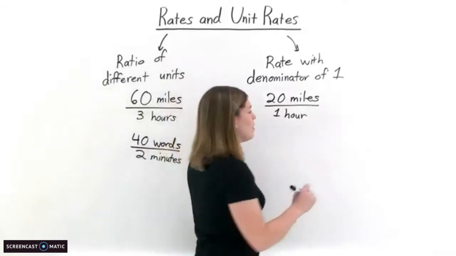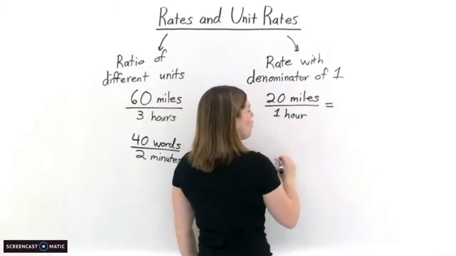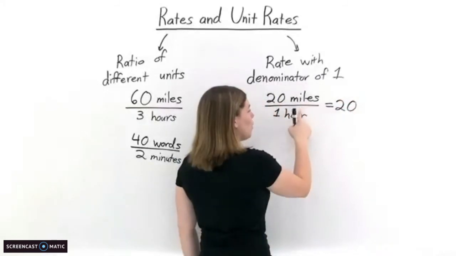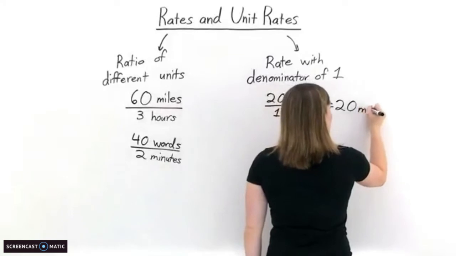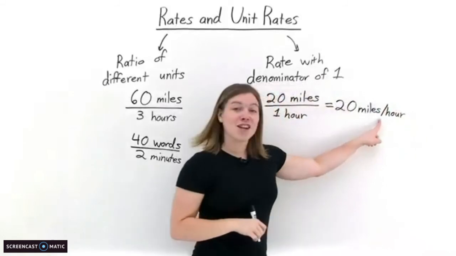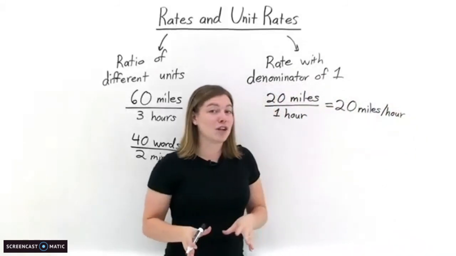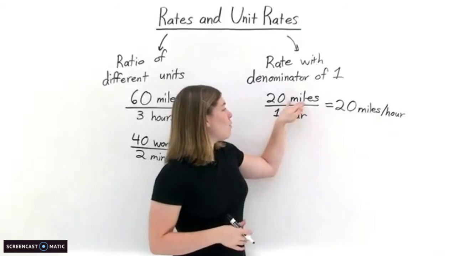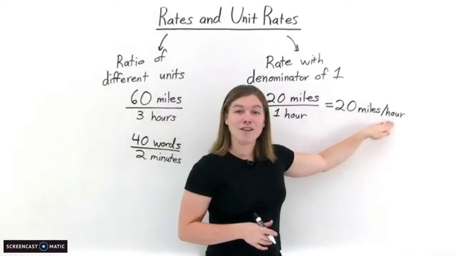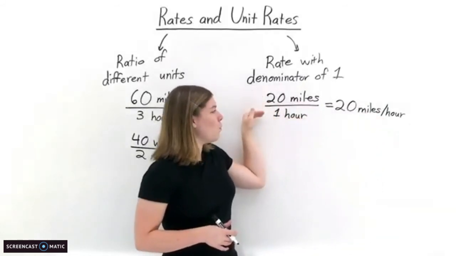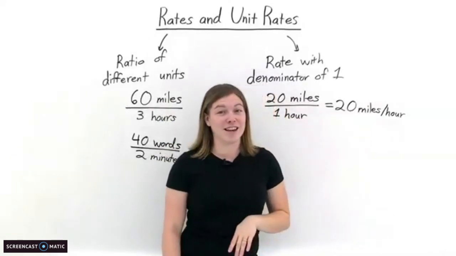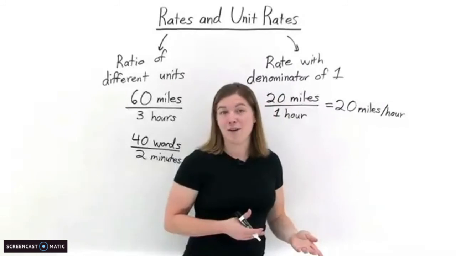Now we can also rewrite this to look like this. 20 over 1 can be rewritten as 20. Then we look at our units. We have miles per hour. So we can write those as a fraction that looks like this: miles per hour, with a fraction line in the middle. Now you always want to make sure to keep these units separated correctly. So miles needs to be in the numerator. So we have miles per hour. So now we have 20 miles per 1 hour is the same thing as 20 miles per hour, which is probably how you're used to seeing it. A car going, say, 20 miles per hour.